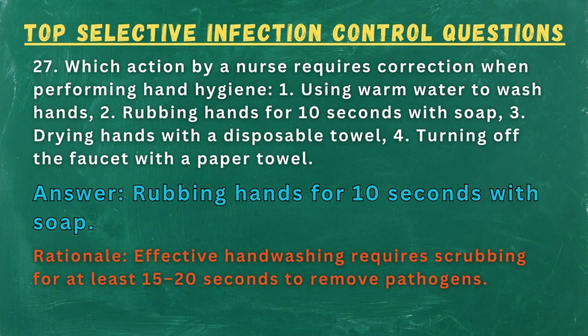Rubbing hands for 10 seconds with soap. 3. Drying hands with a disposable towel. 4. Turning off the faucet with a paper towel. Answer: Rubbing hands for 10 seconds with soap. Rationale: Effective hand washing requires scrubbing for at least 15 to 20 seconds to remove pathogens.